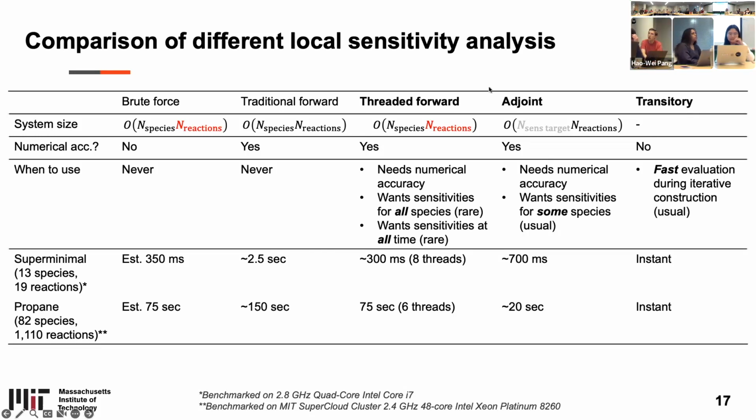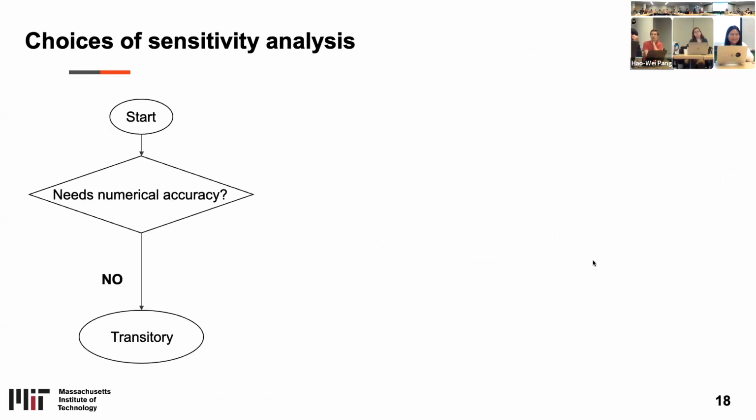And this is because you need the sensitivity for all species, which is quite rare when building a model, or you need sensitivity at all time points, which is also quite rare. So a lot of the time I would prioritize using adjoint sensitivity to get the sensitivities for certain target species to improve your model. And I made a simple map to know: do you need numerical accuracy?